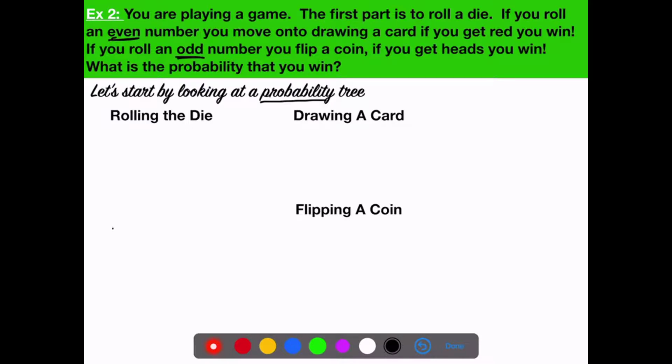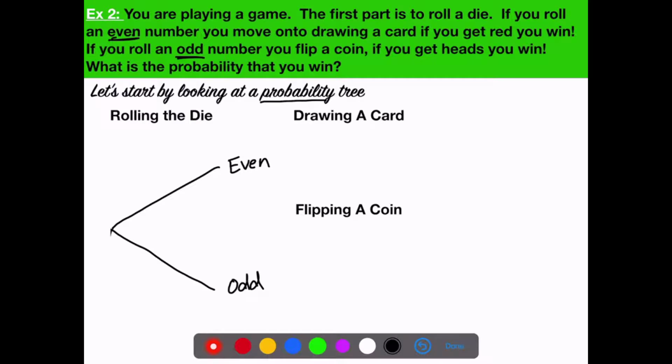So those are the two outcomes I'm going to list. Those are my events, right? The outcomes for even are 2, 4, and 6. The outcomes for odd are 1, 3, and 5. But the events are even and odd. So to get to drawing a card, I need to get an even. To get to flipping a coin, I need to get an odd.